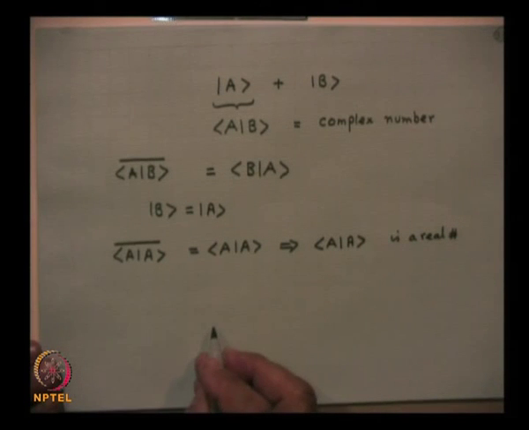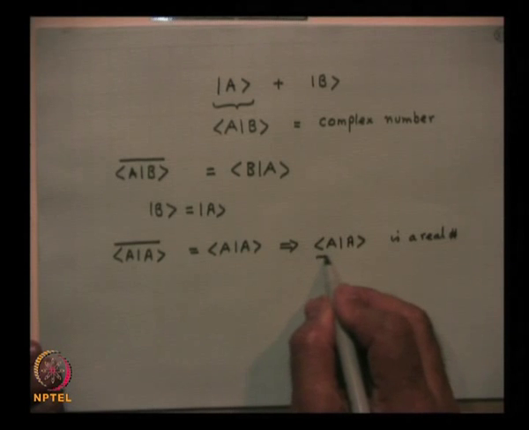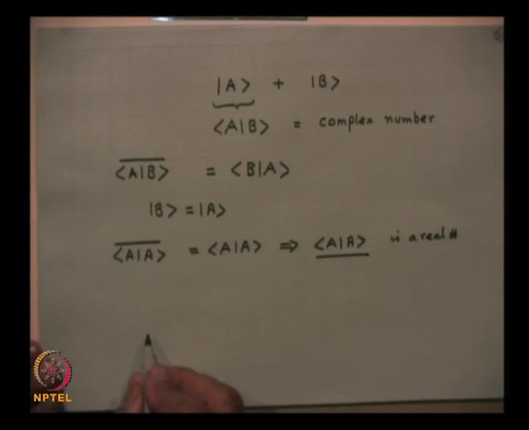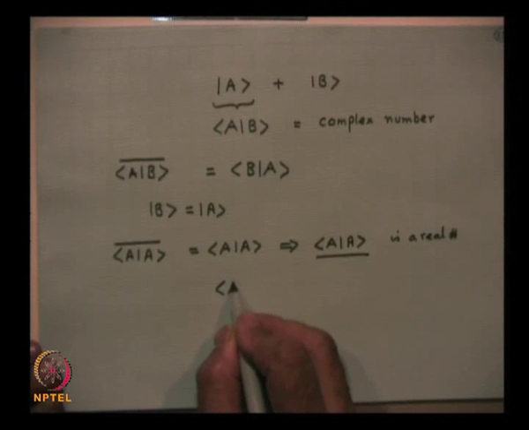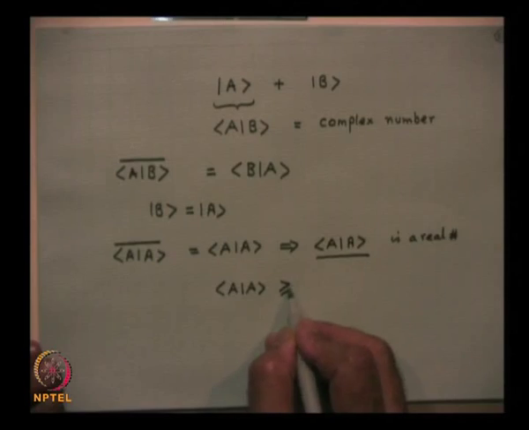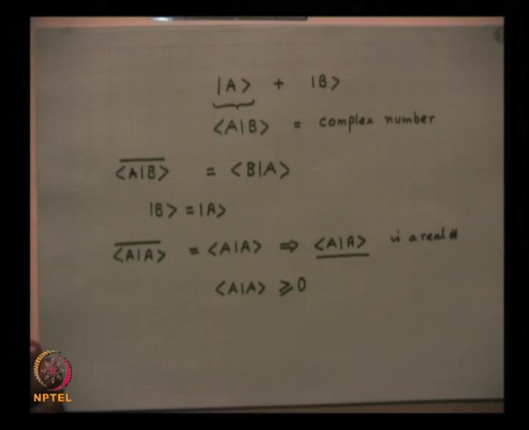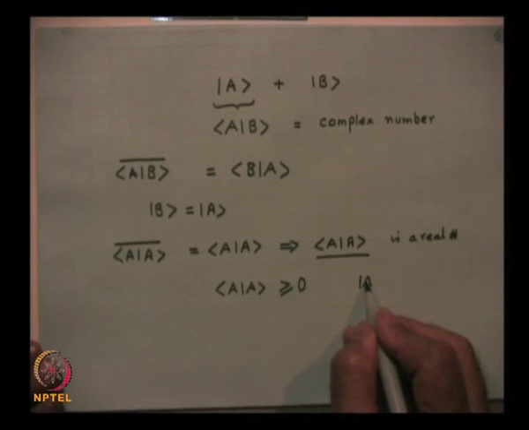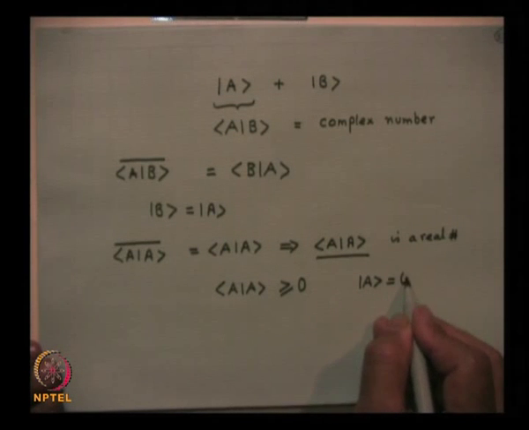I further say that not only is this a real number, but this is always positive definite, that is, this is greater than or equal to 0, unless A is a null ket.